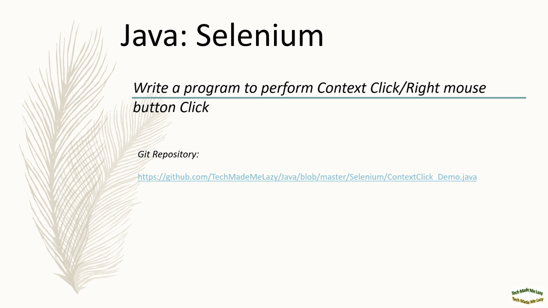Hi all. In this session we are going to learn how we can perform context click, or right click, operation in any browser. The entire program is present in this GitHub location. Now we will go to the browser and manually perform the context click, or right mouse button operation.